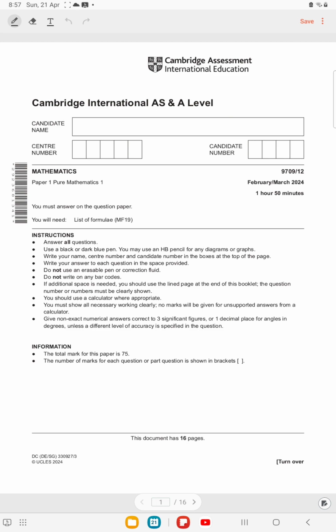Guys, this is a new paper. I got it from February, March 2024. Recently, 2 months before it took place, and I got it. So I want to share this solution with you. I hope you will enjoy this concept.